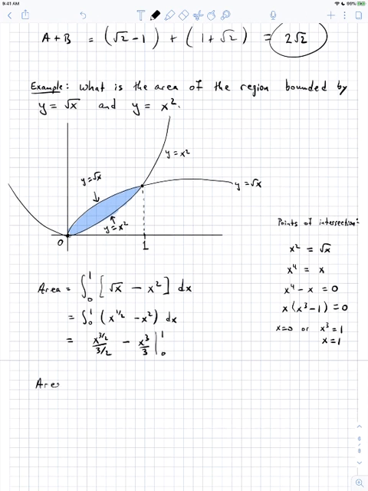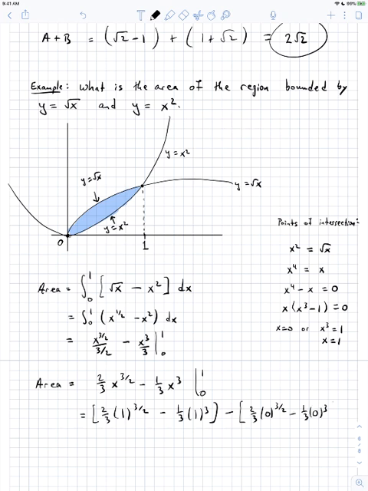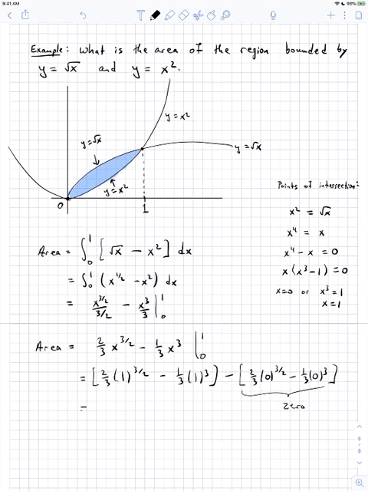So the area is equal to, let's write it like this, 2/3 x to the 3/2 minus 1/3 x cubed from 0 to 1. So this is 2/3 times 1 to the 3 halves minus 1/3 times 1 cubed, that's the upper limit, minus the lower limit, 2/3 times 0 to the 3 halves minus 1/3 times 0 cubed. All of this stuff with 0 goes away. That's all 0. And on the left here, we have 2/3 times 1 minus 1/3 times 1, which is just 1/3. So the area of this region is 1/3.